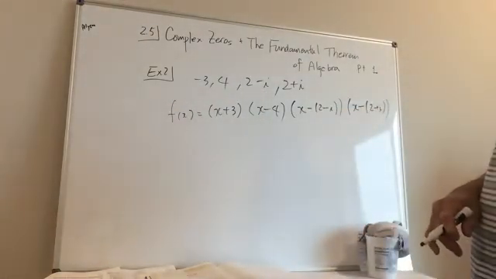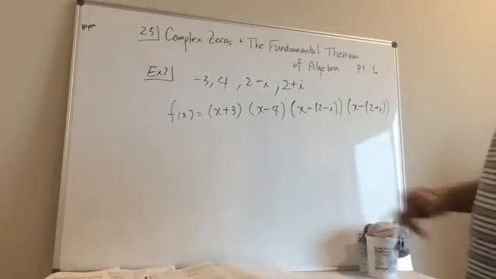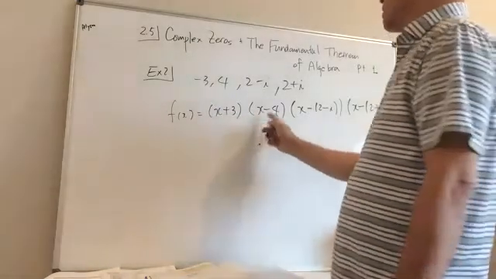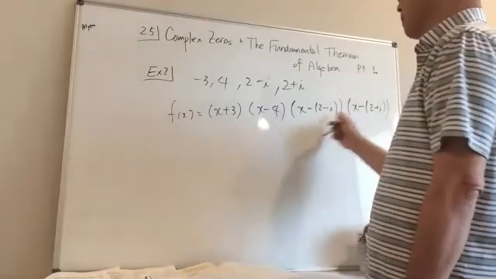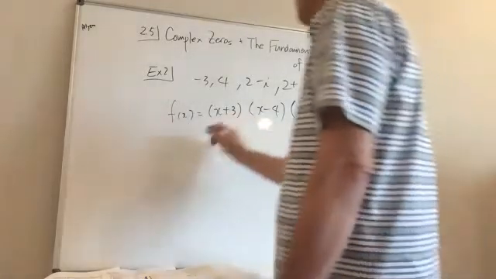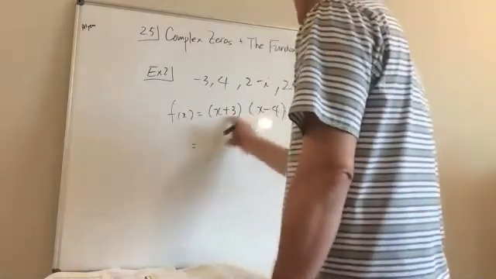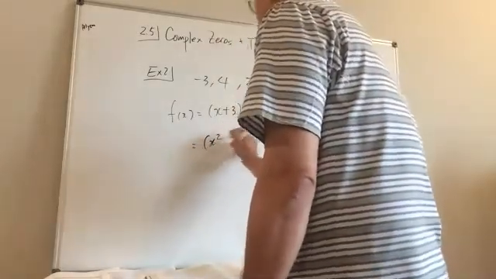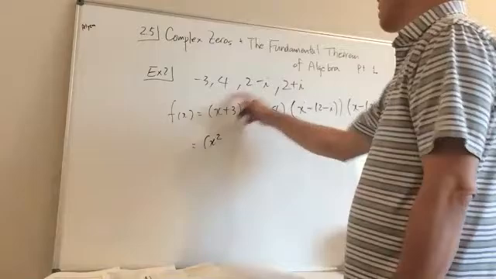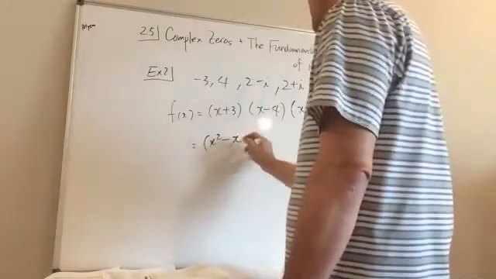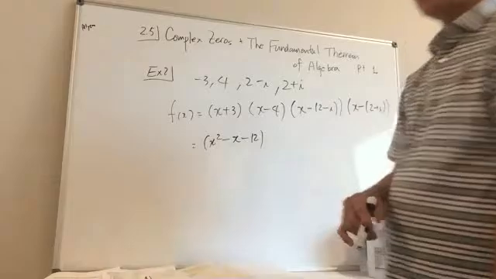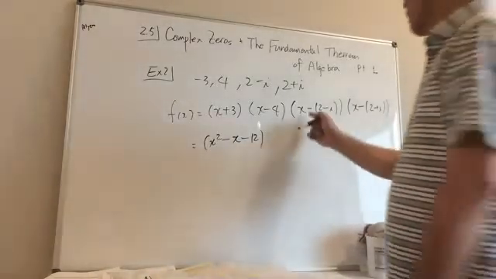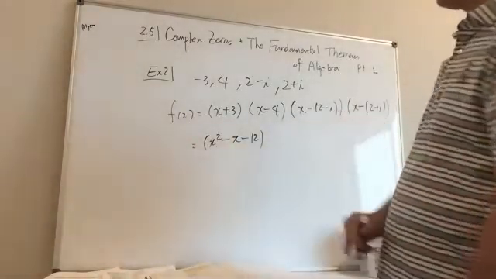So the hard part is not going to be this. This will be easy. This is going to be the hard part. Let's do the easy part first. If I multiply these two together, I get x squared, plus 3x minus 4x, so it's minus x. 3 times minus 4 is minus 12. That was easy.